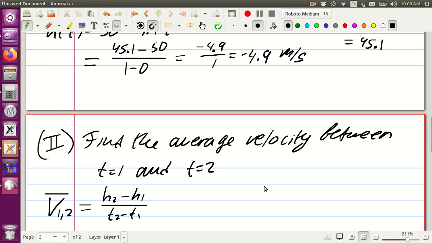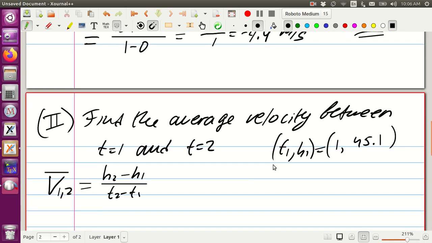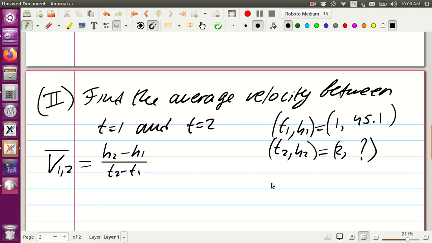All right, so h1 we know because t equals 1. So if we use t sub 1 and h sub 1, it's going to be 1 comma, what was it? Sorry, 45.1. 45.1, we already calculated this. And t2, h2 is equal to 2 comma, and this quantity we don't know, we have to figure it out.